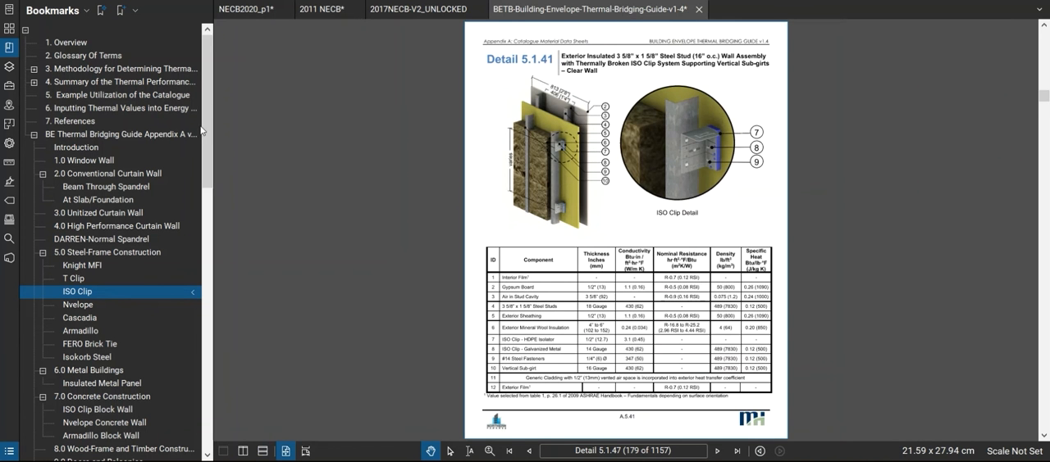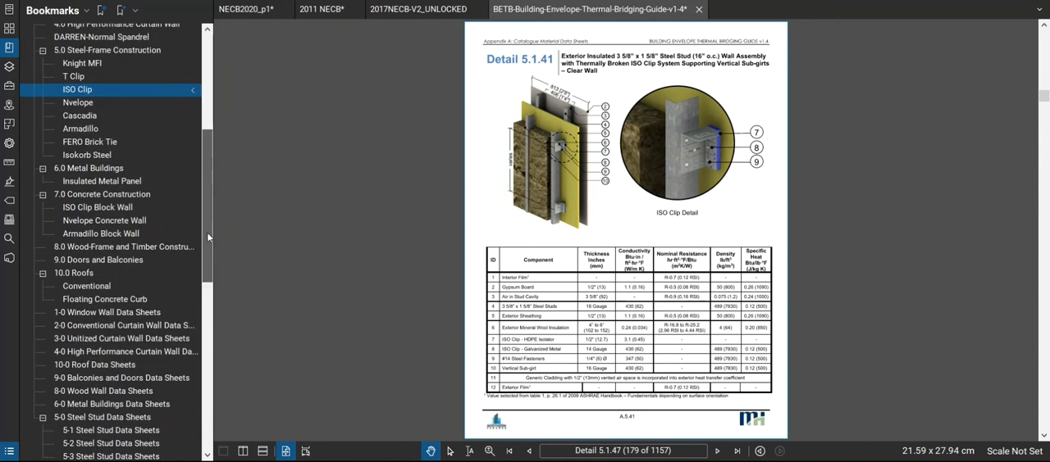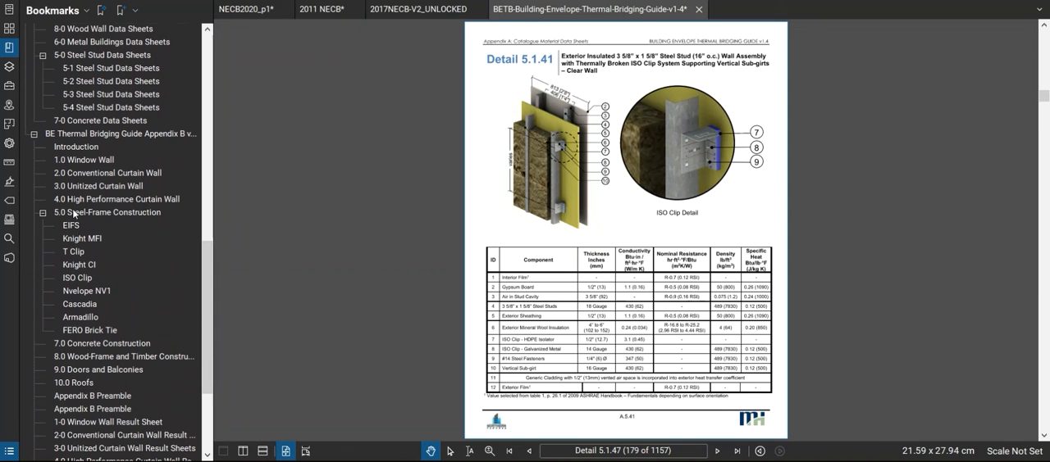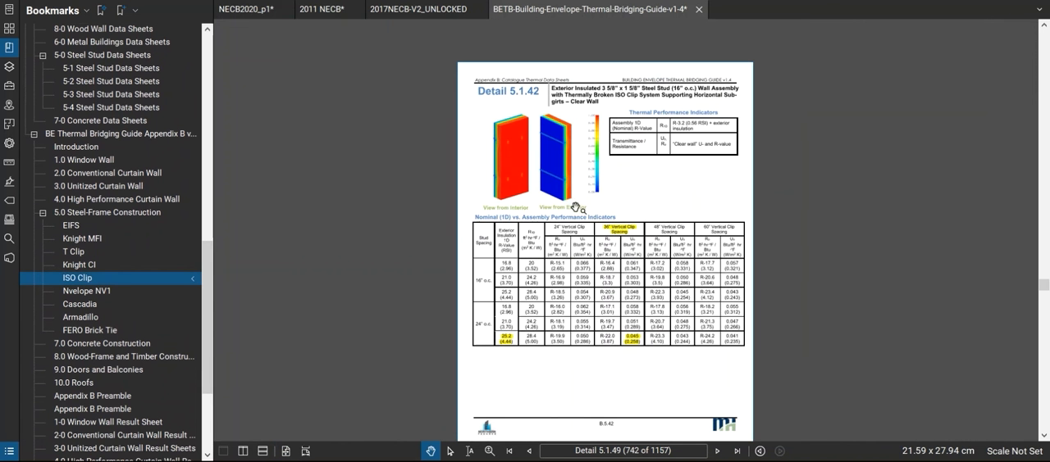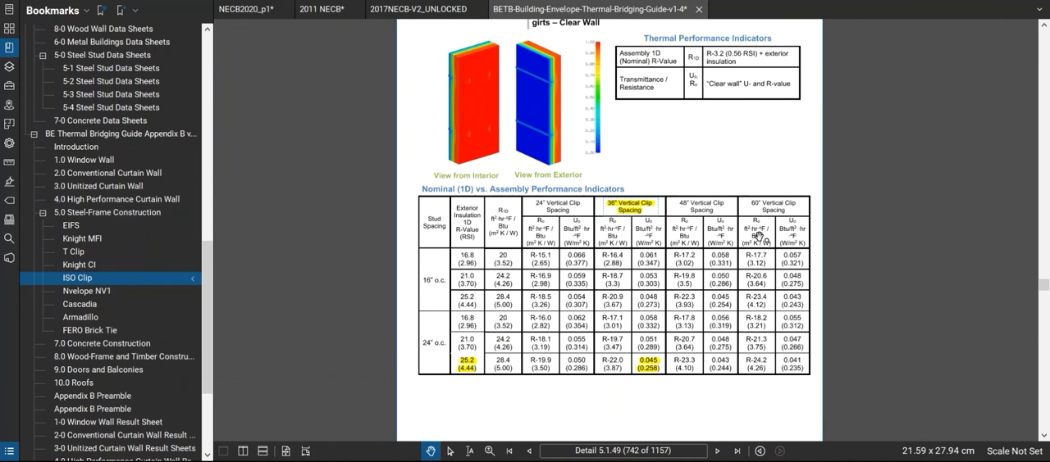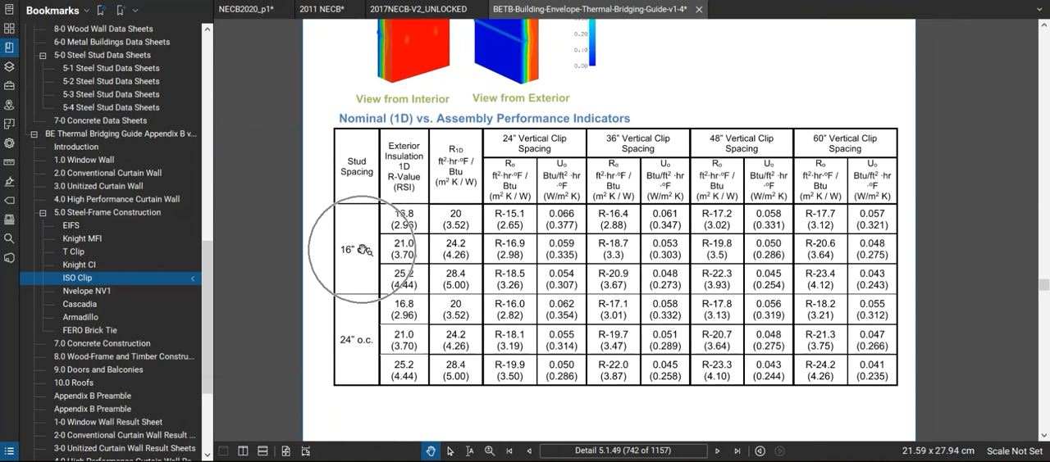And elsewhere in this document, they give you the findings of testing that, basically. And so if I just scroll down to this section here, ISO clip. So here's that wall, and here's the output, basically, of testing it. Okay, and so you've got to know your stud spacing and a whole bunch of parameters. So how often are the clips? Are they vertical? Are they 60 inches? Are they 24 inches? Whatever. You have to know all the specifics of what it is you're doing. But then you can get your RSI value out of that.